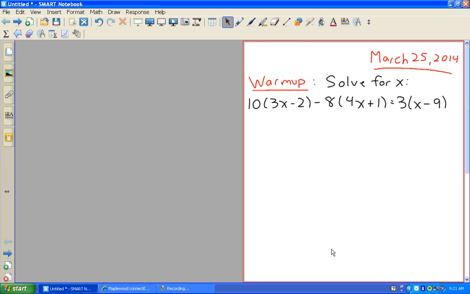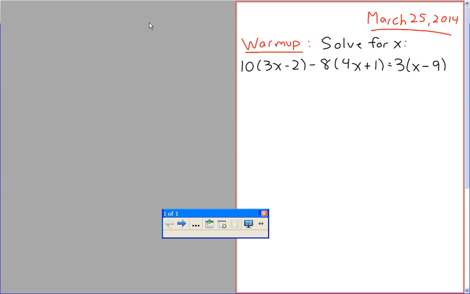Start with the back row first. Can I get a volunteer from the back row to give me the first step here, please? The back row. Chris, it's on you. So it's going to be 30x, subtract 20, subtract 32x, subtract 8, equals 3x, subtract 27.